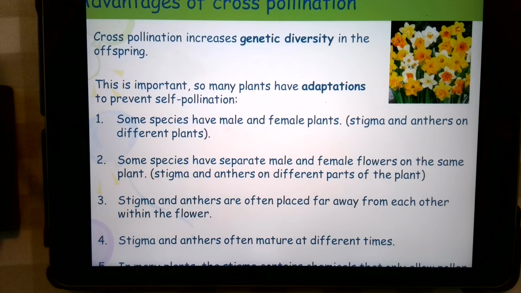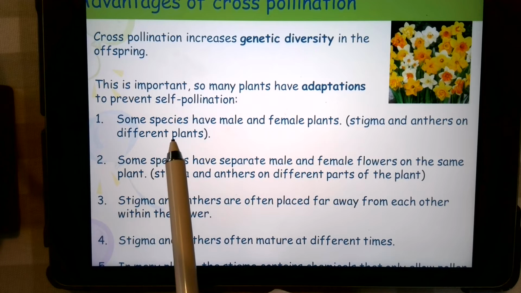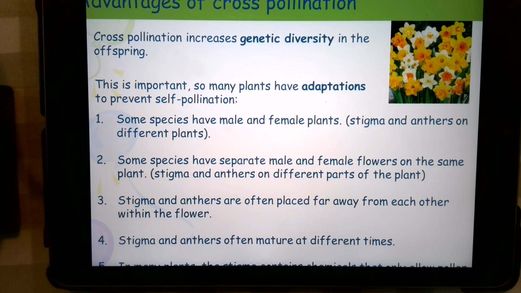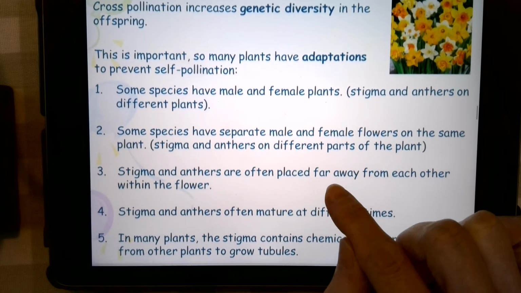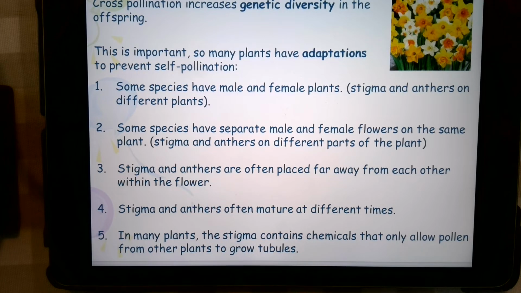Some strategies plants have taken on board to prevent self-pollination: most flowers are hermaphroditic, i.e. they have both male and female parts, but some species have developed to become either male or female plants, so the stigmas and anthers are on different plants. Another strategy is that some species have separate male and female flowers on the same plant.